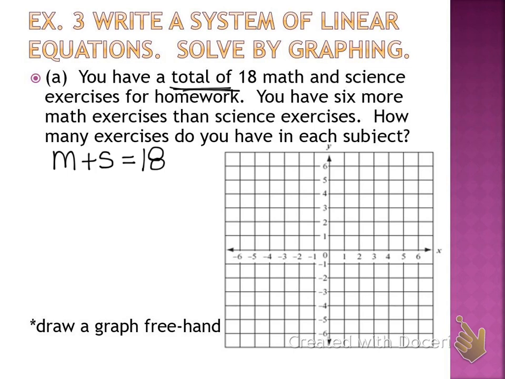That's how simple usually our first equation is when we're trying to write a system from a word problem. Now, let's keep reading. You have 6 more math exercises than science exercises. So, are they telling me what M equals, or are they telling me what S equals? If I have 6 more math exercises than science exercises, do I know what M equals, or do I know what S equals? I have 6 more math than science. So they're giving me M, right? Isn't there information about the math questions?